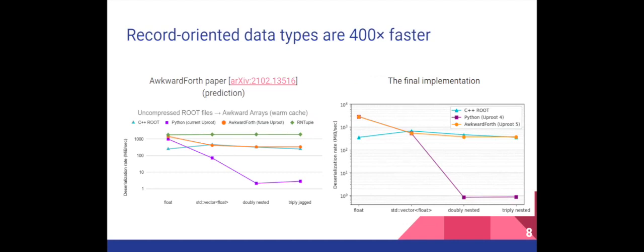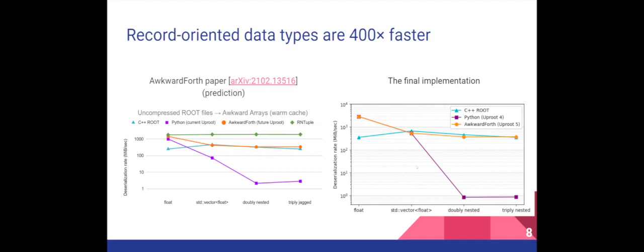Well, the AwkwardForth paper that I described before predicted what the performance would be like for an AwkwardForth-based ROOT file read. On the left, you can see the predicted performance. You can see the purely Python-based reader drops off in performance when it comes to doubly nested and triply nested arrays, because that's where things get record-oriented. And before that, it's all columnar, so Python can just cast whole data blocks, as I said before.